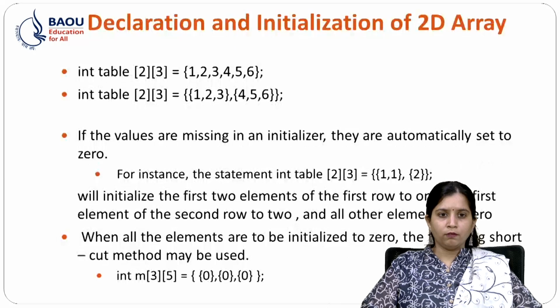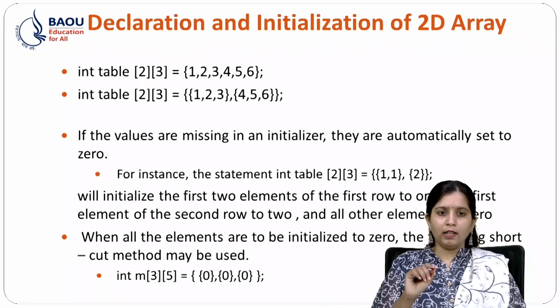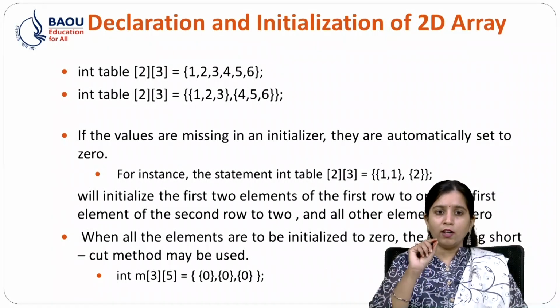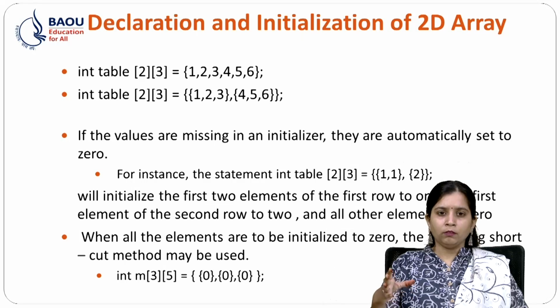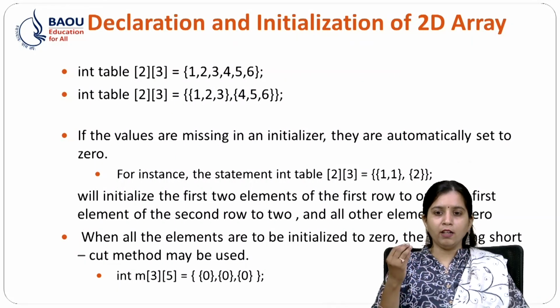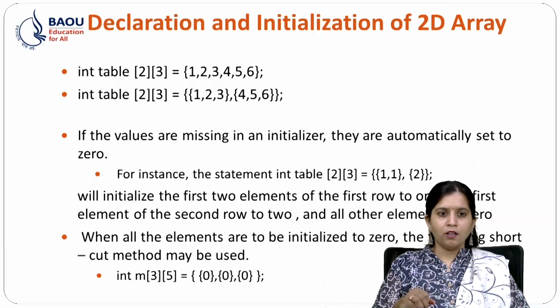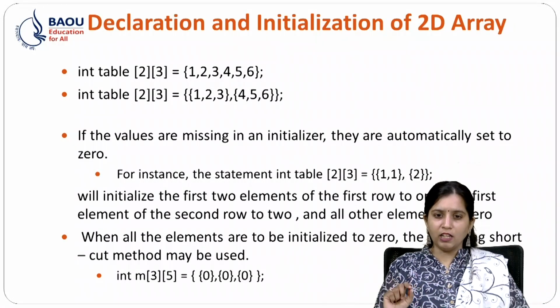Now let's see the declaration and initialization of a two-dimensional array. First we have int table[2][3]. So what is 2? 2 is the rows and 3 is the columns. And we initialize 1, 2, 3, 4, 5, 6. After that, the compiler will automatically initialize 0 if values are missing in our initialization. So if the values are missing in an initializer, they are automatically set to 0.